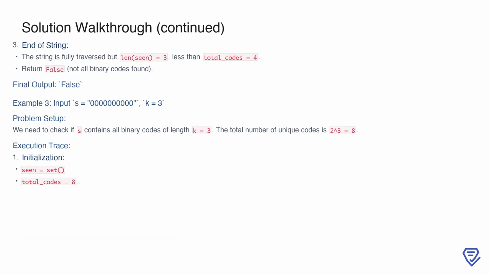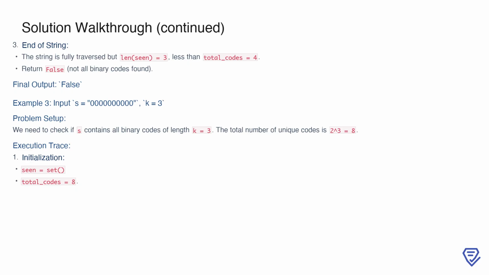At this point, we have reached the end of the string, but the size of the seen set is still 3, which is less than total_codes equals 4. This means that the string does not contain all the unique binary codes of length 2. Therefore, we return false.